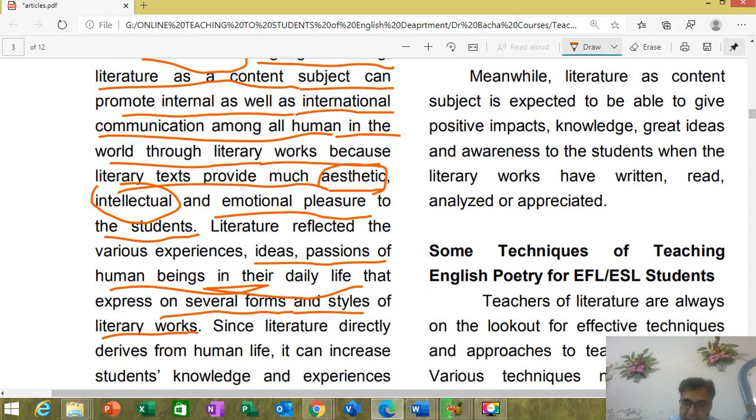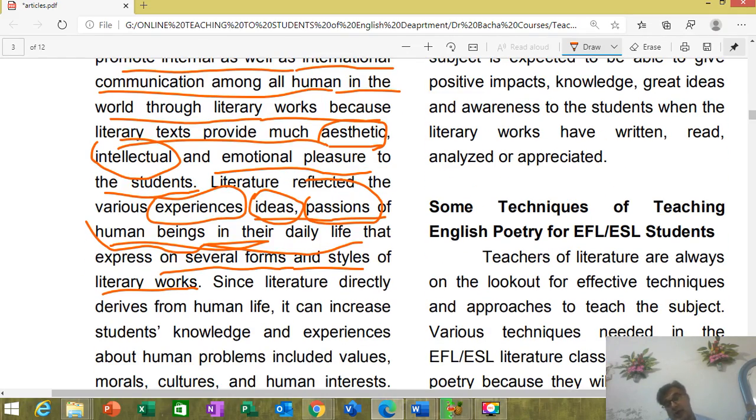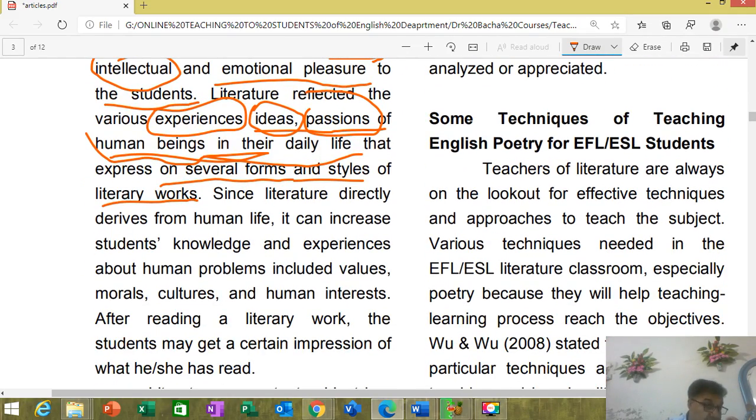So he reflects something, he gets a spark, and under that he begins to write. Similarly, literature reflects various experiences, ideas, and passions of human beings and their daily routine life, and obviously you can find different styles and different literary works. Since literature directly derives from human life, it takes its stuff from there. It increases students' knowledge and experience about human problems, including values, morals, culture, and human interests.